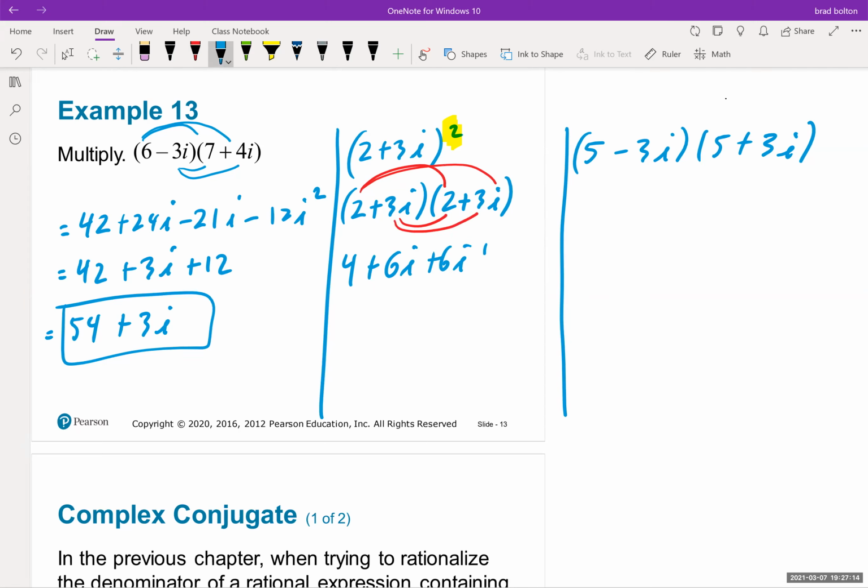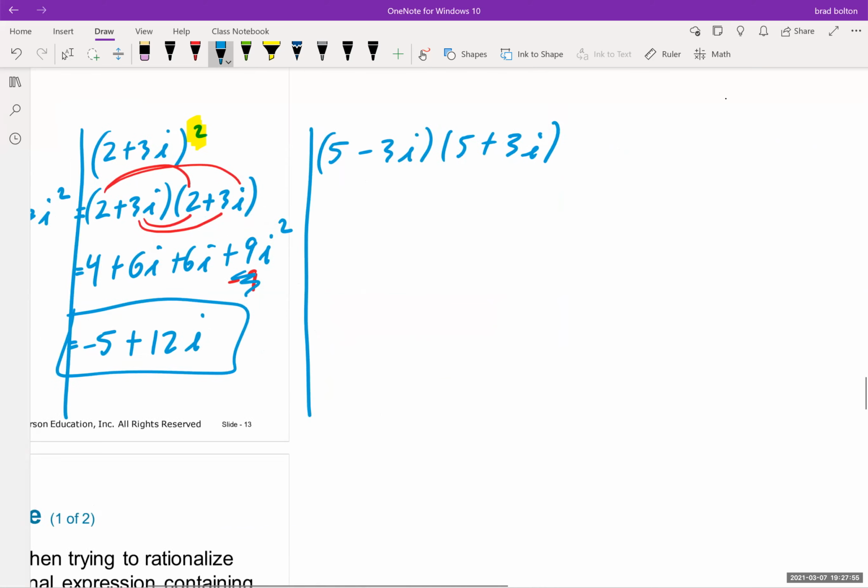Okay. Let me just double check. Yeah, it looks good. So now this is going to become a negative 9. So negative 9 plus 4 would become negative 5 plus 12i. And this is our solution. So don't be lazy, write it out twice. 2 plus 3i squared means 2 plus 3i times 2 plus 3i. Distribute, or FOIL, and then you should get negative 5 plus 12i.